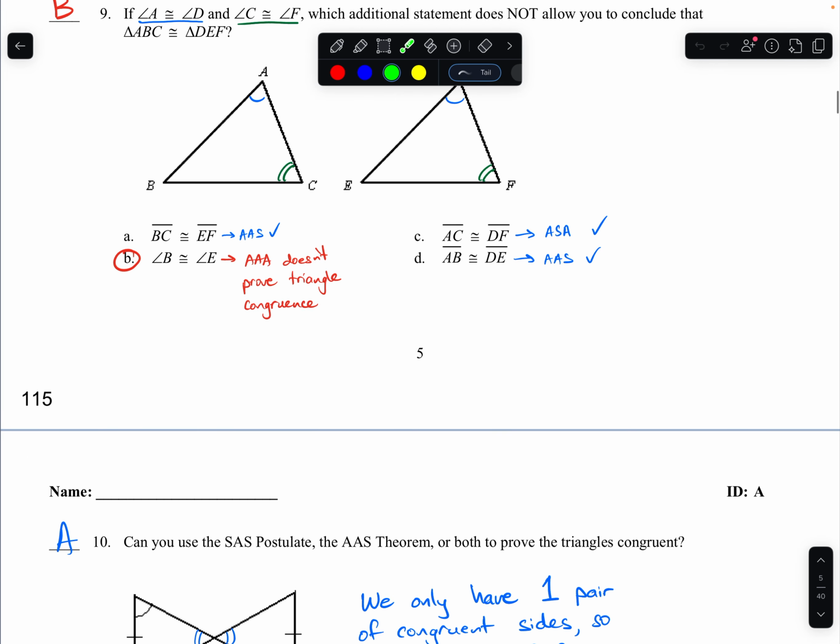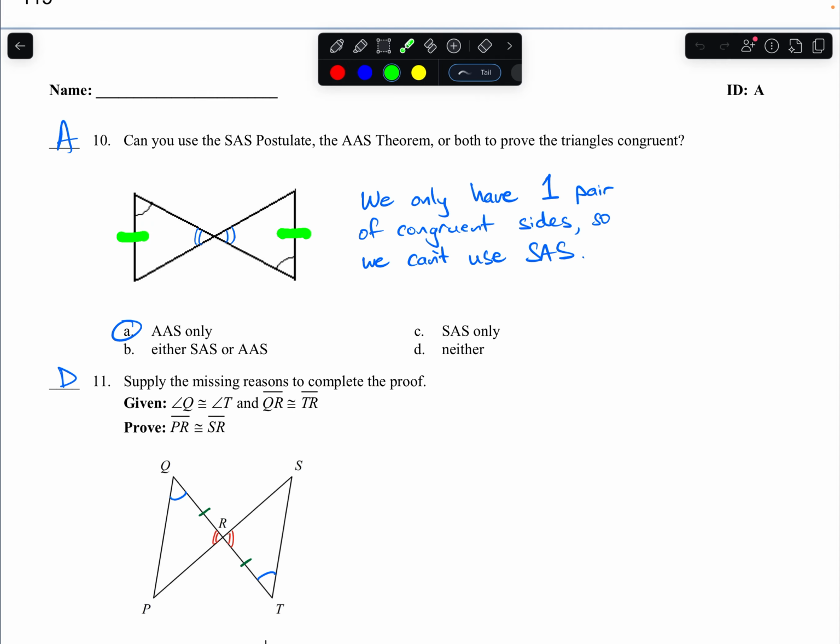Number 10, we know vertical angles are congruent. So we end up with one pair of congruent sides, one pair of congruent angles, and a second pair of congruent angles, which means I can use angle, angle, side because I have two angles and one side. I can't use side, angle, side though. I would need a second pair of congruent sides to use side, angle, side.